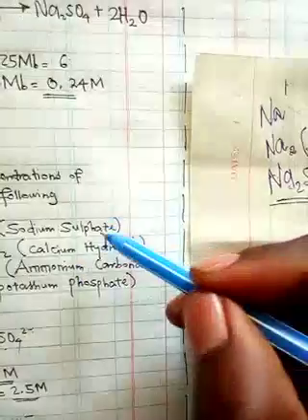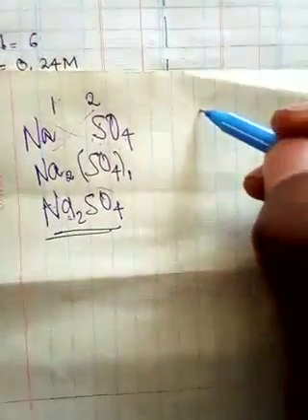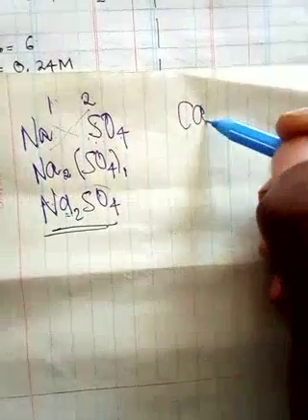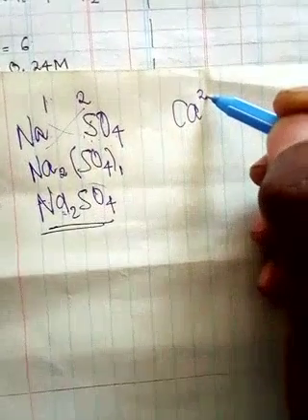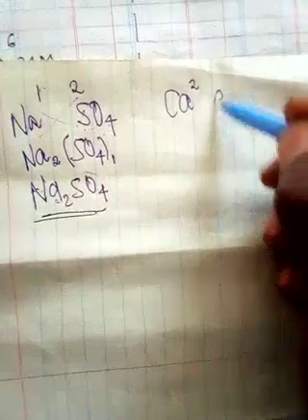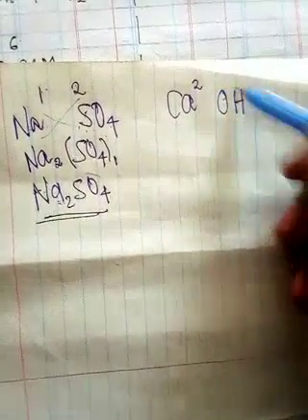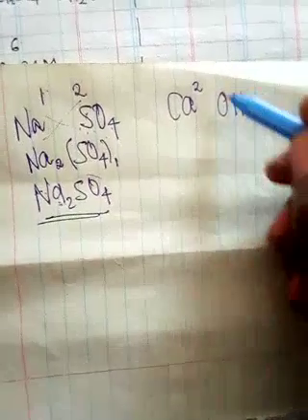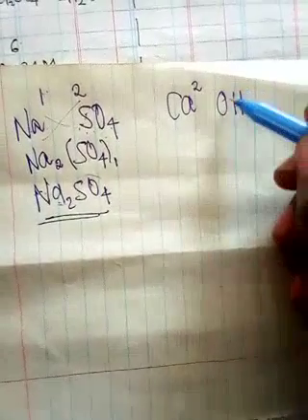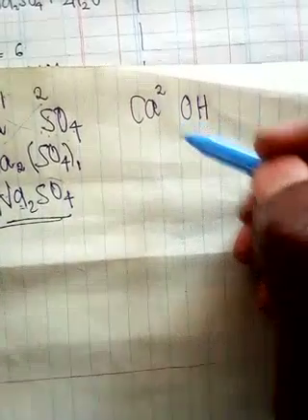The other one is calcium hydroxide. On our periodic table, calcium is in group 2, so its valency is 2. The hydroxide is OH. It's also a radical. The definition that you can give for a hydroxide is a deprotonated water molecule.